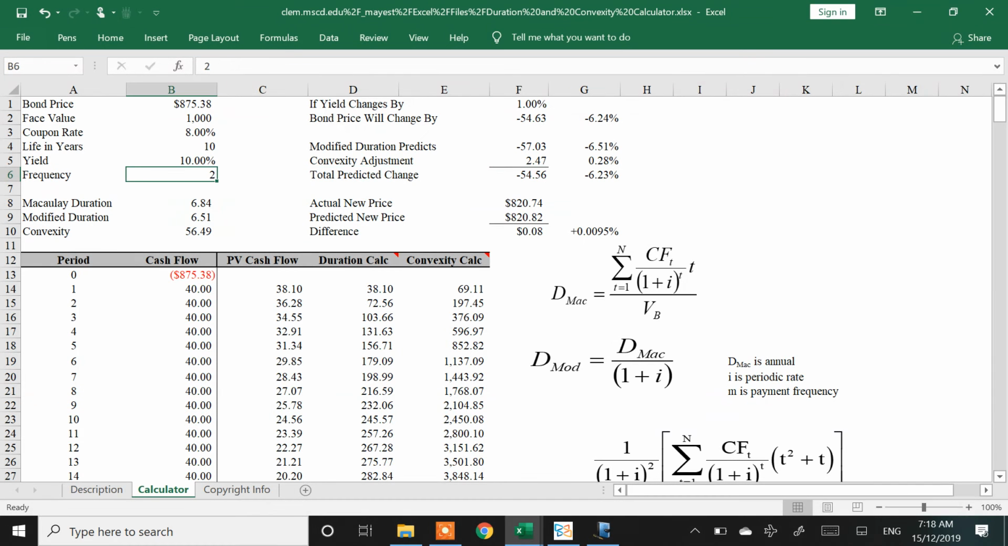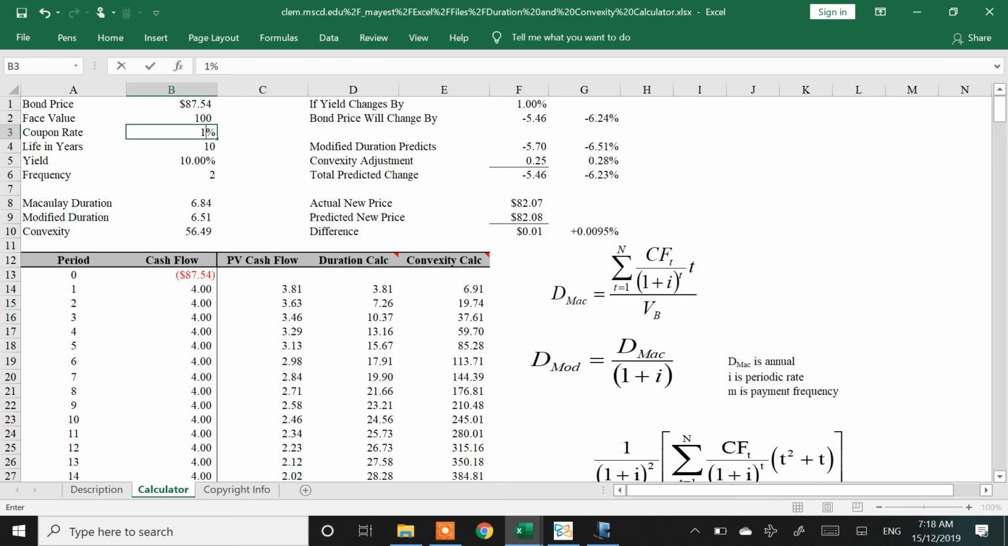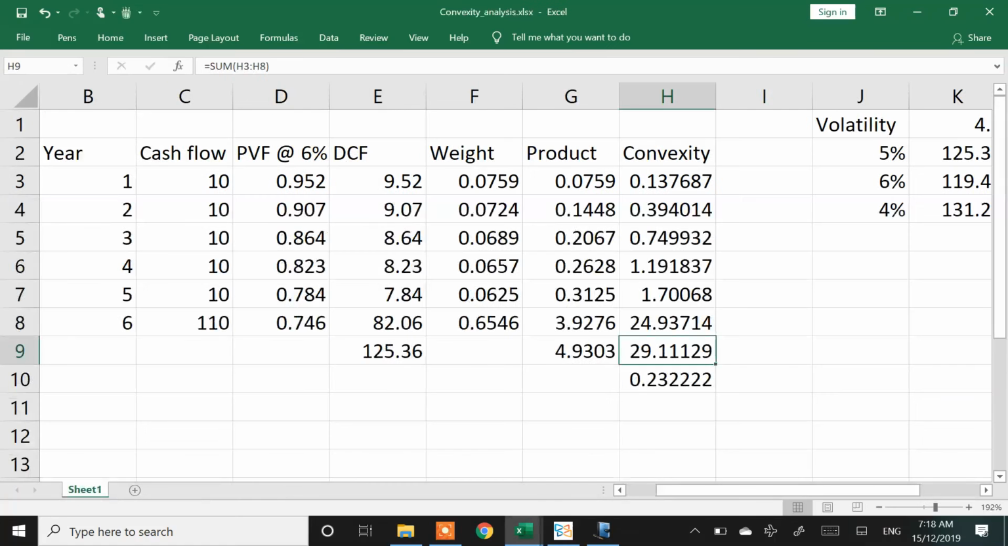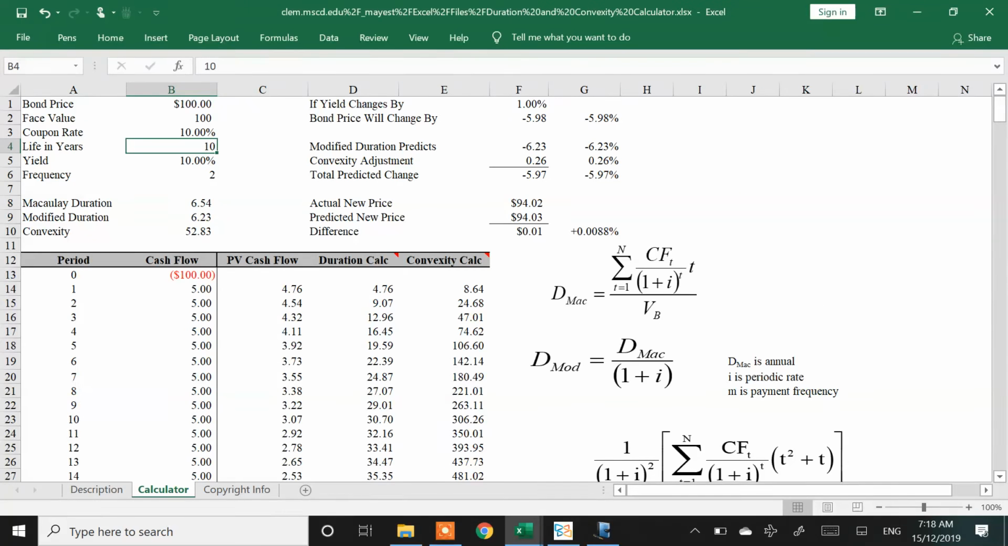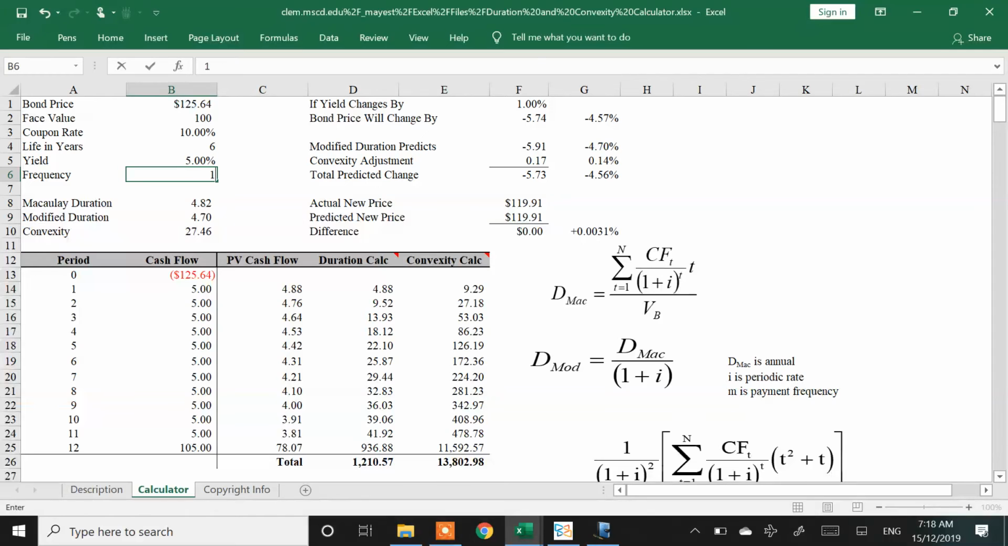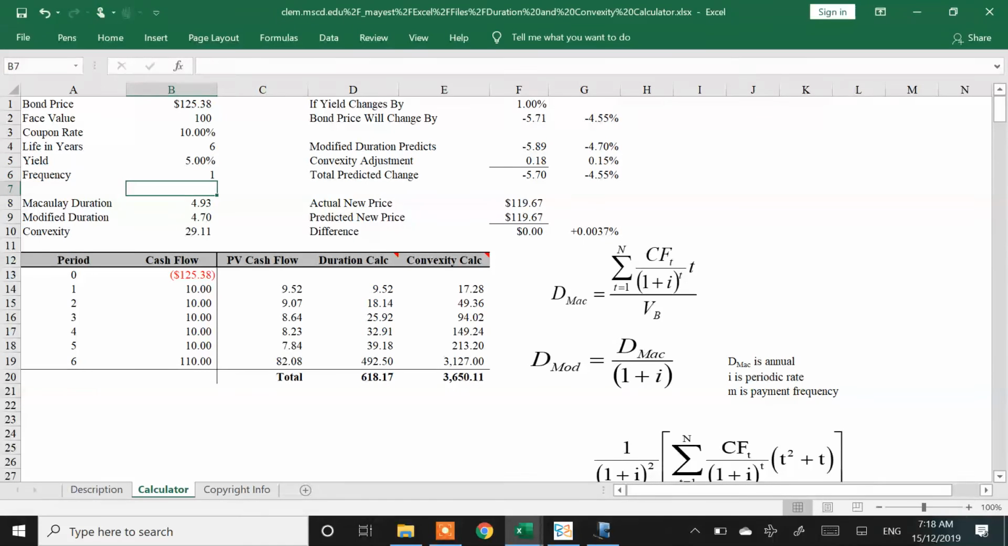Let me take this detailed example and put the same numbers here. Face value 100, coupon rate is 10%, life in years is 6 years, yield is 5%, frequency is 1. So the convexity answer is 29.11. Duration is 4.93. Modified duration is 4.7.